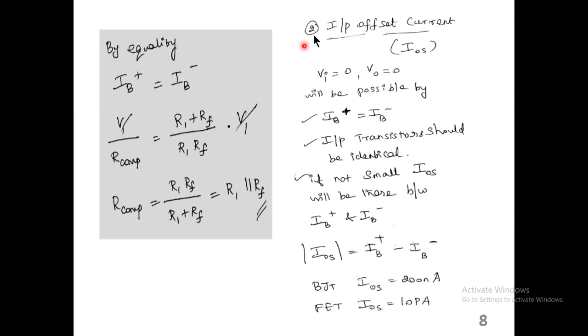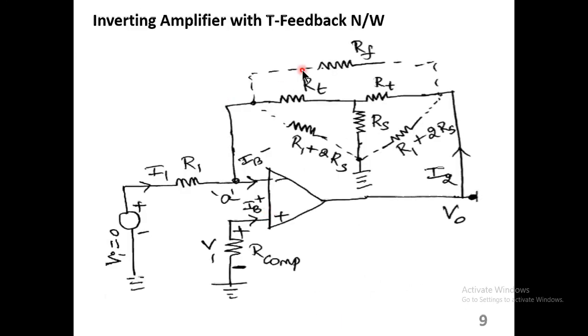And the second characteristic is input offset current, IOS. Here also, for an ideal case, VA equals 0, then V naught is not equal to 0. Modulus IOS is equal to IB plus minus IB minus. For BJT it is 200 nanoampere, for FET it is 10 picoampere, and the analysis can be done by using the T feedback network. Here this is the T feedback network, which is denoted in dotted line.